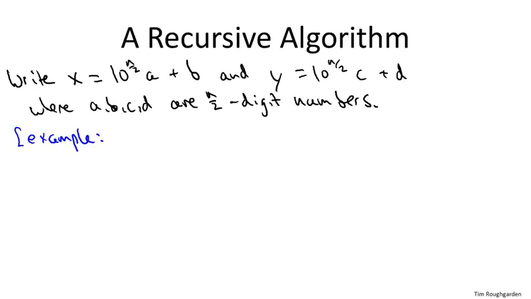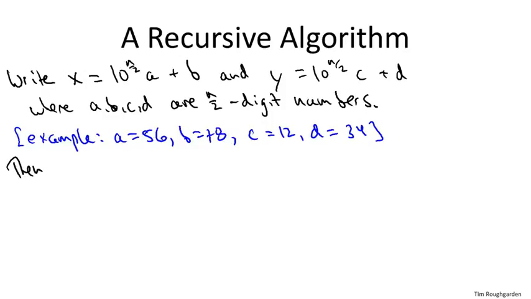So in our previous example, where x was 5678 and y was 1234, we would have a being equal to 56, the first two digits of x, and then b would be the other two digits, and then similarly for c and d, being a decomposition of y. Now, in a purely mechanical way, we can expand the product of x times y in terms of this representation in terms of these smaller numbers, a, b, c, and d.